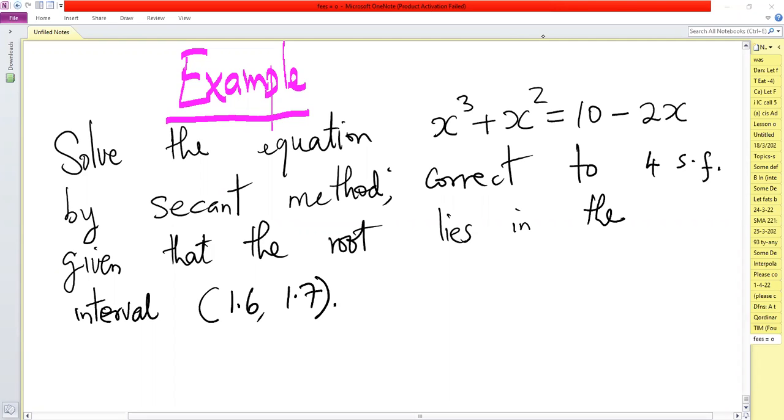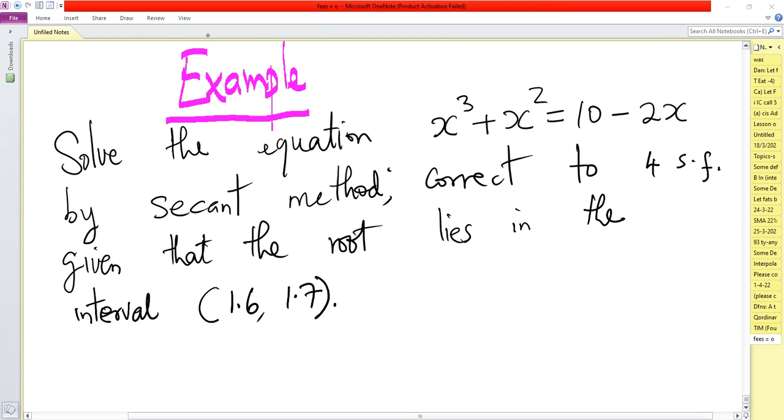So welcome again. In this session, we are going to discuss a problem on secant method. The problem reads, find the solution of the equation by secant method to correct to nearest four significant figures if the root lies between 1.6 and 1.7.